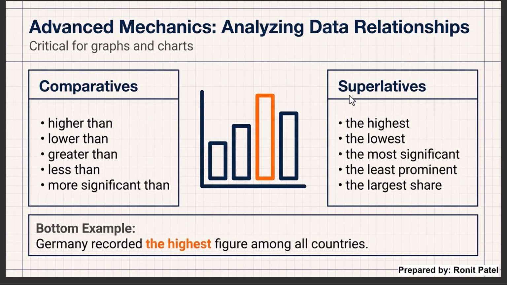Now, a few of the comparatives are provided on the screen. Use comparatives when two categories are being contrasted. Let's take an example. India recorded a higher figure than China. This shows analytical thinking which boosts content. A few superlatives are provided as well. Use superlatives when one category dominates all others.